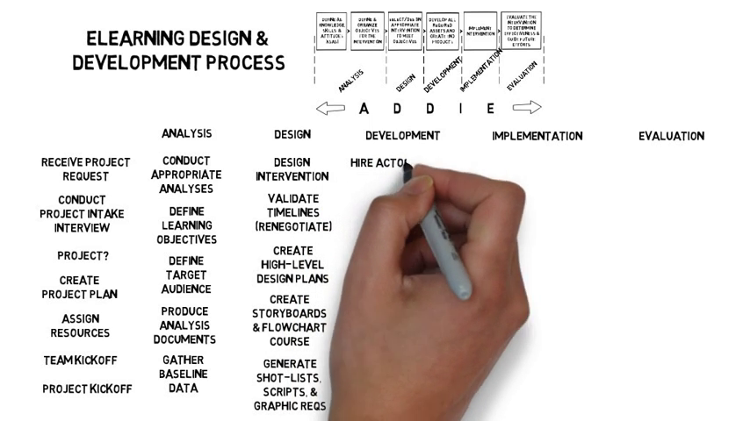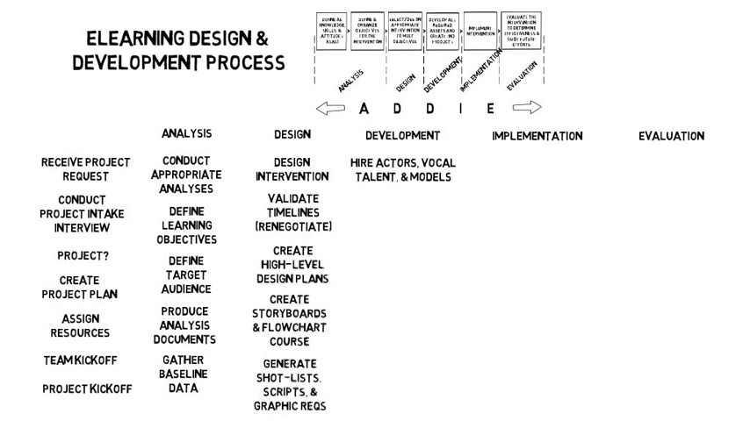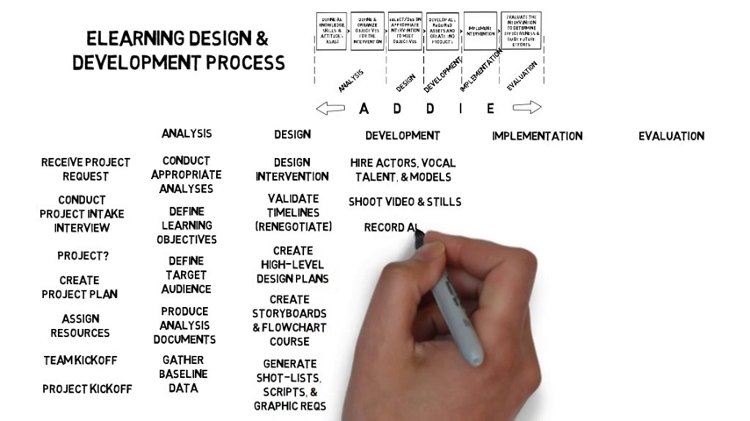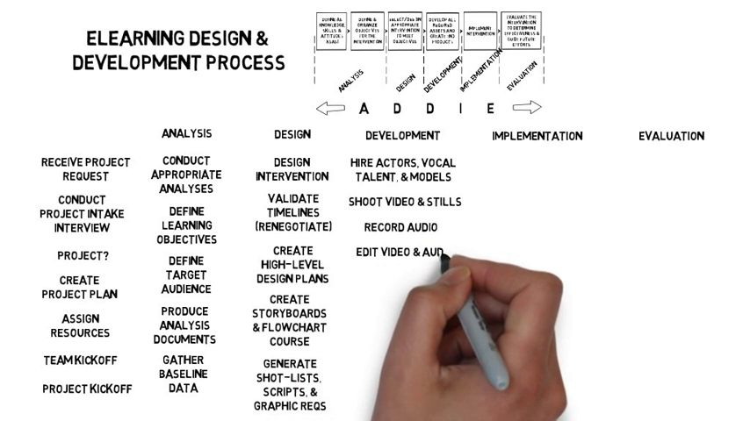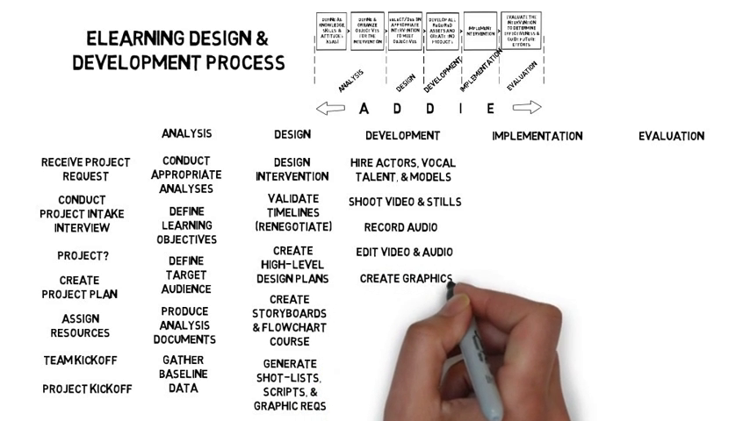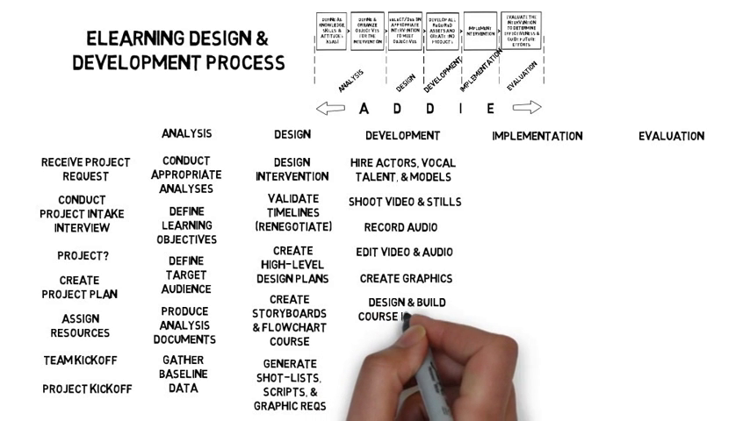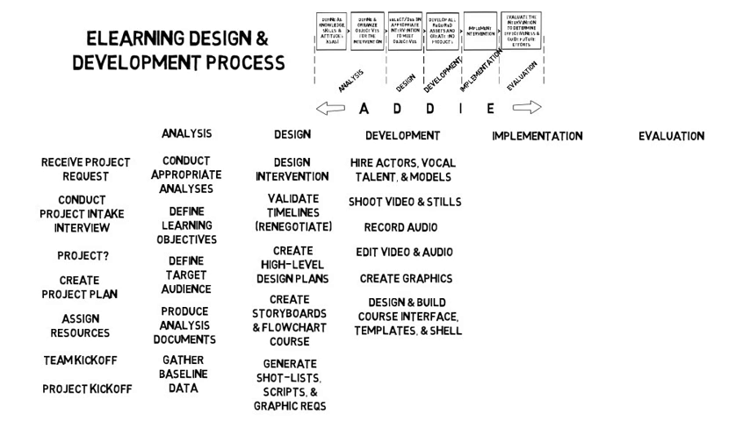The first step of the development process is to hire your actors, vocal talent, and models. You'll shoot videos and stills, record your audio. Now you're ready to edit your video and audio to create your final files for production. You'll need to select or build your graphics. Next, you're ready to design and build your course interface and templates that will control the overall look and feel of your course, as well as build out the shell for your courseware.